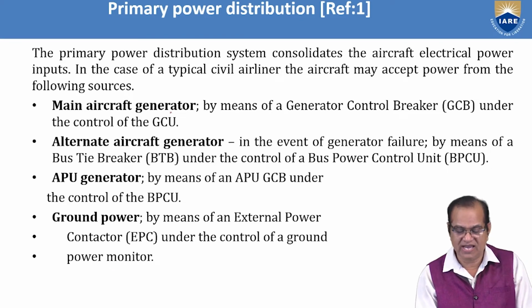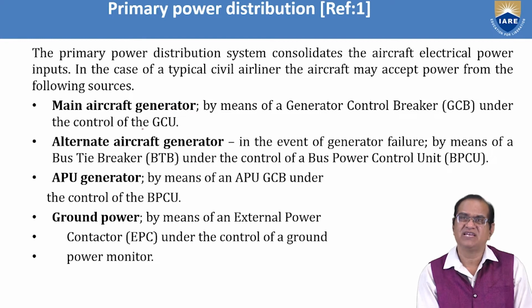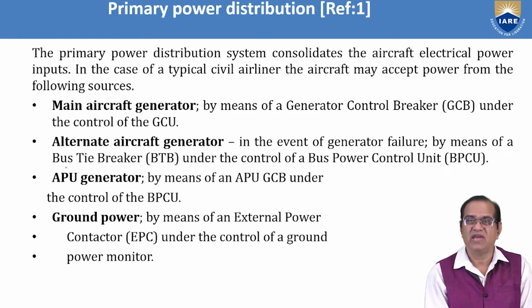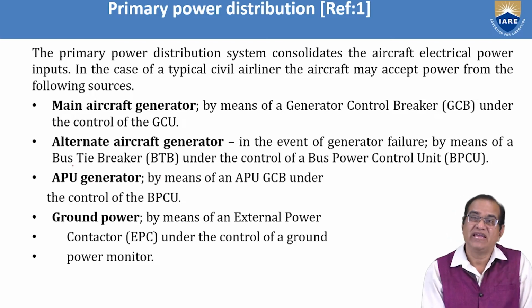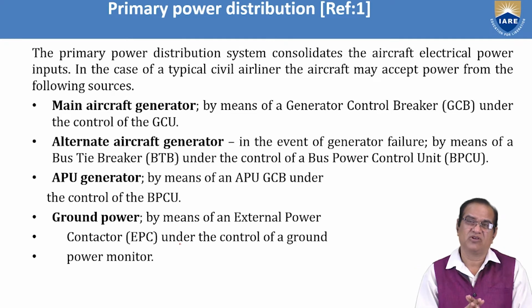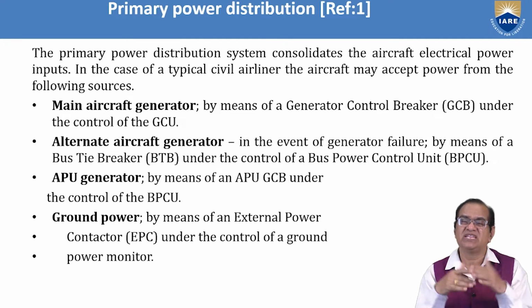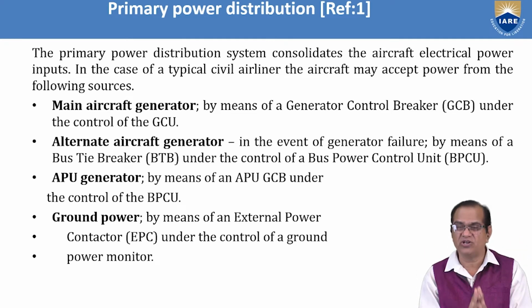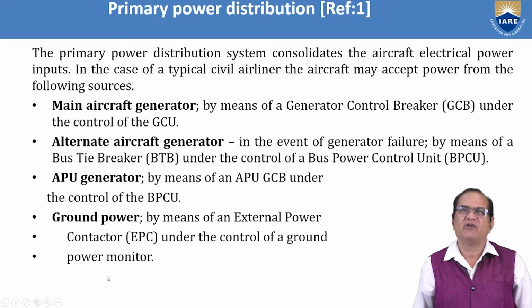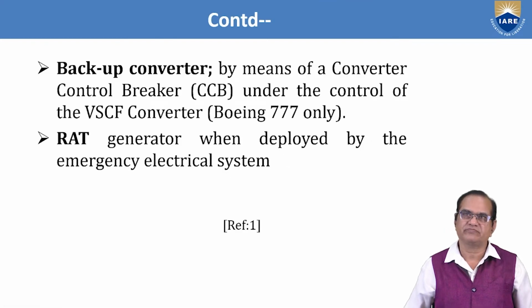First is the main aircraft generator. In normal operation it will supply power. If this main generator fails, the alternate aircraft generator will work. If this also fails, the APU generator will work. Another one is ground power, which works on the ground. So the first three can be used on the aircraft, but the fourth one is only used on the ground, especially for maintenance and some other activities. These power sources are used.